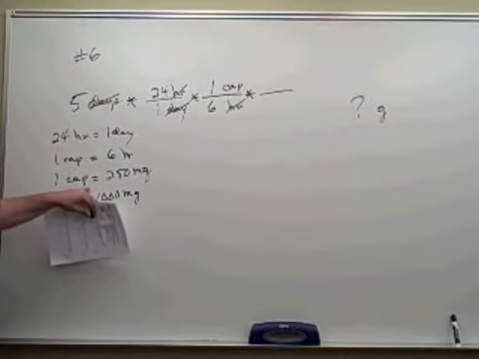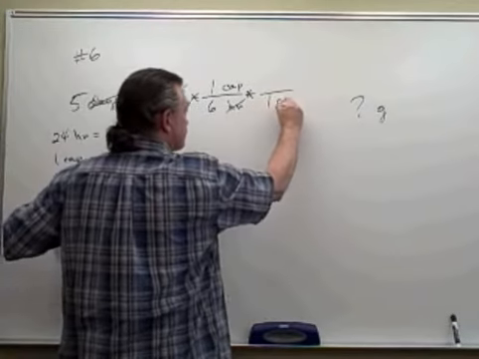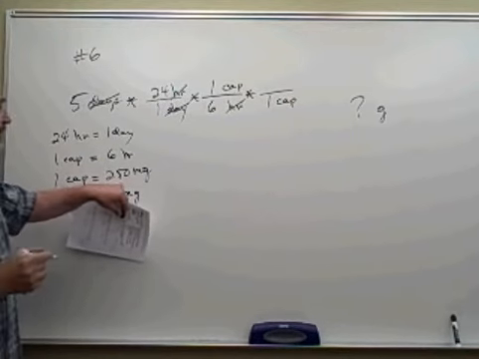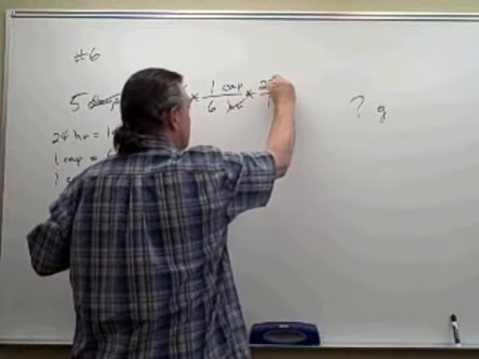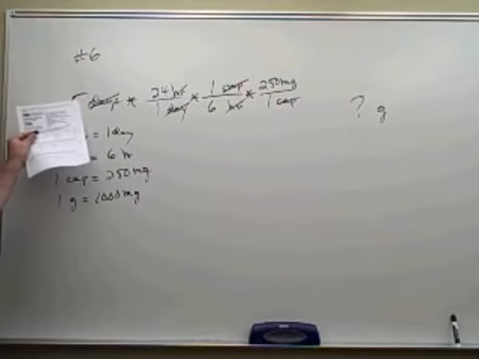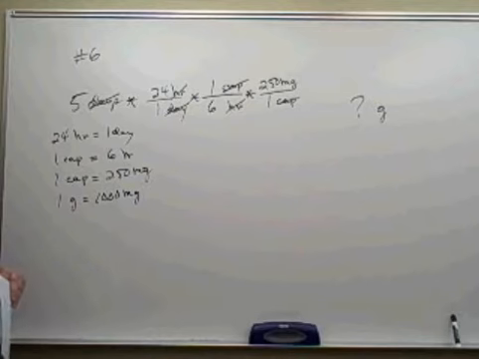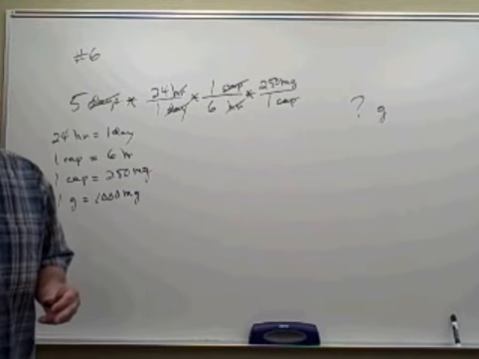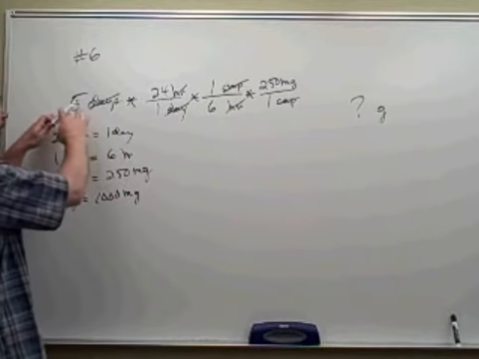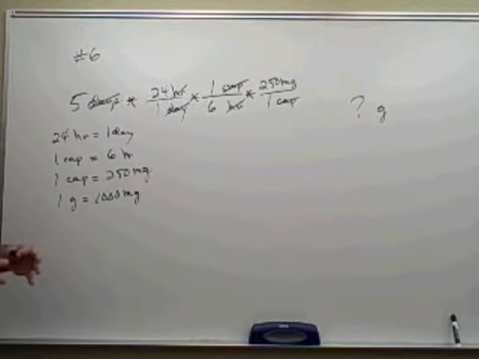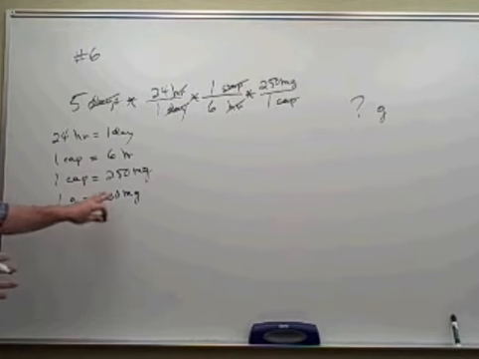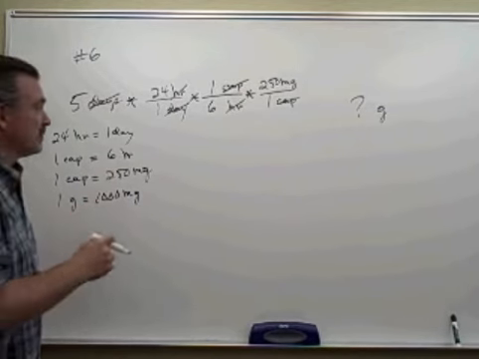So I want capsules to disappear. So I'll put that down in the denominator. I want to have milligrams. So now if we did this arithmetic, we would be learning how many milligrams of drug in the whole 5 days of administering the drug. And now we can use this equivalence to get from milligrams to grams.